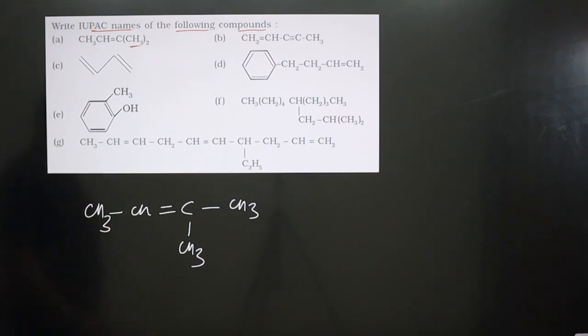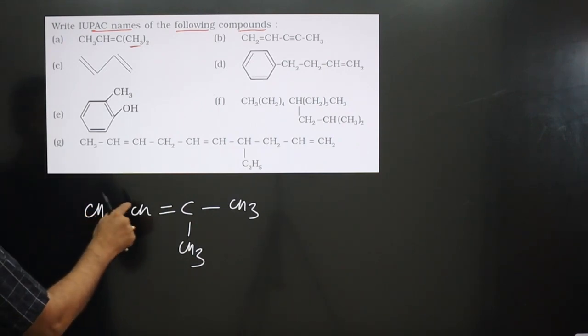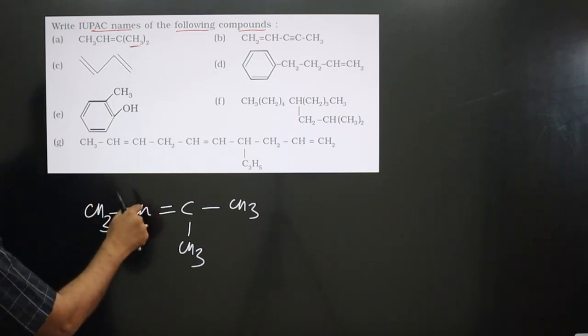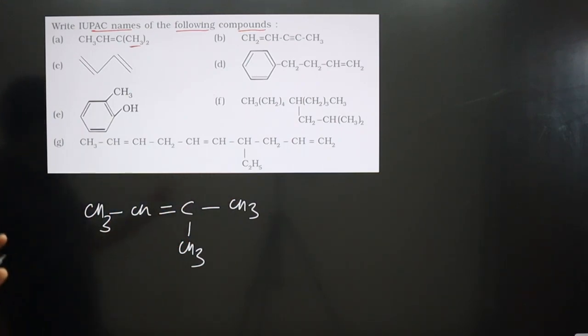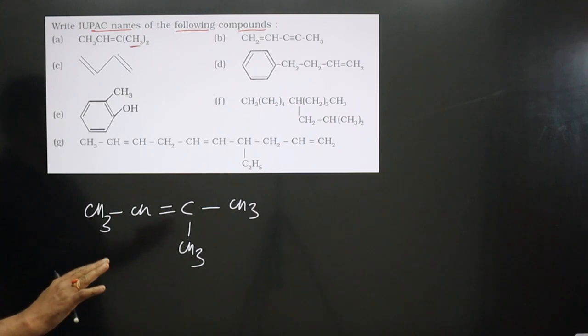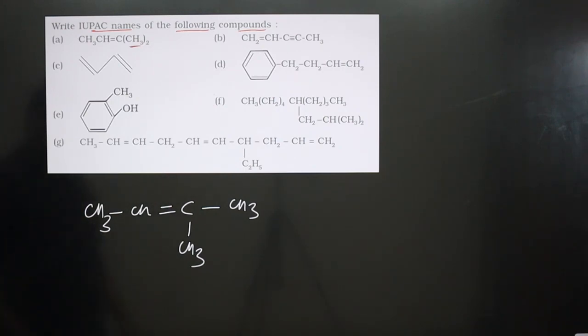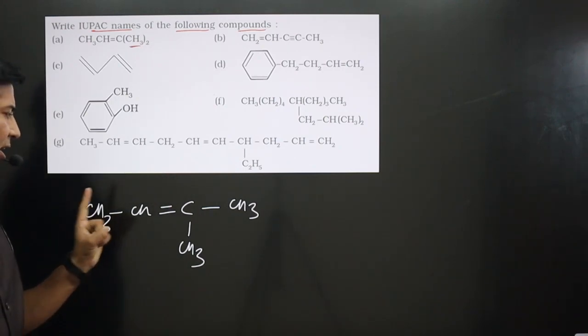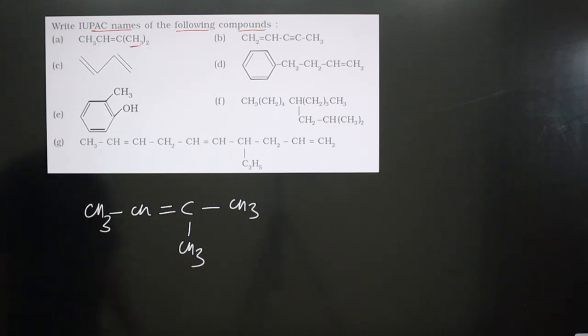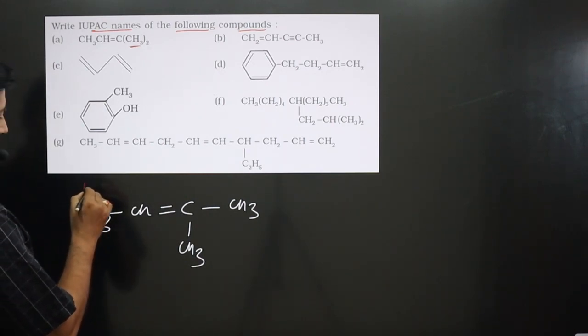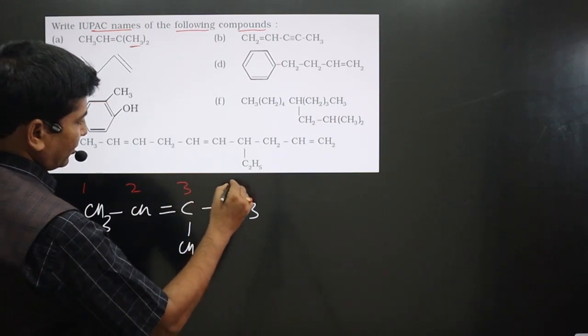First we select the longest carbon chain. Okay, 1 2 3 4, 1 2 3 4. You can see the maximum number of carbons we are getting in the longest chain is 4. But should I start numbering from this side or this side? Keep in mind, if I do the numbering from this side, it is 1 and it is 2 and it is 3 and it is 4.